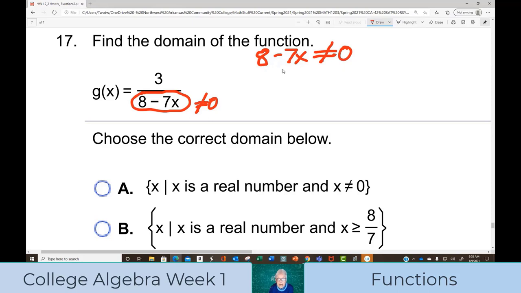I will solve this by adding 7x to both sides. Negative 7x plus 7x is 0. That leaves me with an 8 cannot equal 7x. 0 plus 7x is 7x. Now, to solve for x, this is 7 times x. I have to do the opposite of multiplication, which is division. 7 over 7 cancels, and I'm left with x on the right. x cannot equal 8/7.